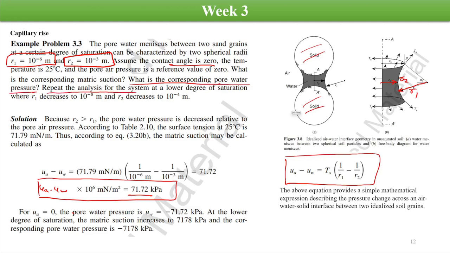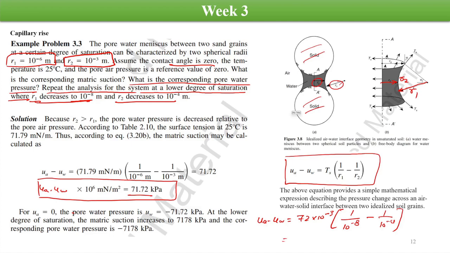Then repeat the analysis for the system at a lower degree of saturation, where R1 decreases to 10 to the power minus 8 and R2 decreases to 10 to the power minus 4. So R1, R2 values have decreased. Now we'll do the same analysis for different R1 and R2 values. So UA minus UW is equal to the surface tension, again 72 into 10 to the power minus 3, times R1 which is 10 to the power minus 8, and R2 which is 10 to the power minus 4.